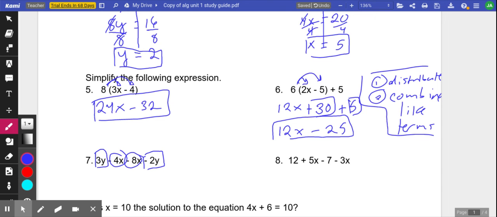So for the y terms, we have 3y. I'm going to group them first. 3y minus 2y. And then we have negative 4x minus 8x. So 3y minus 2y is 1y. And then we have negative 4x minus 8x, which is negative 12x.